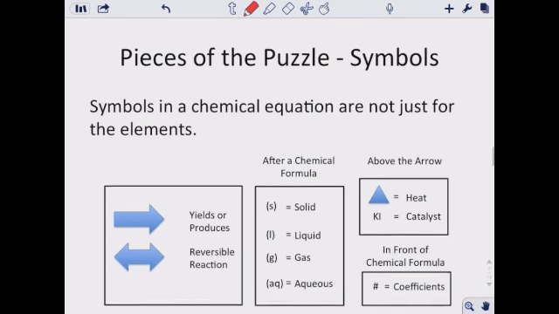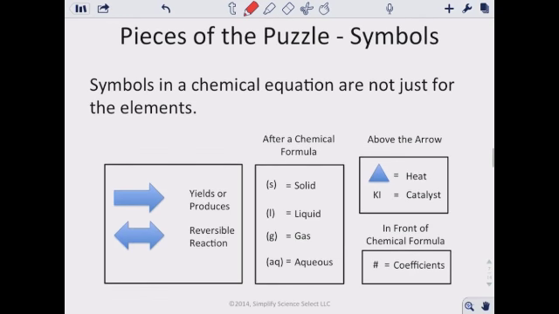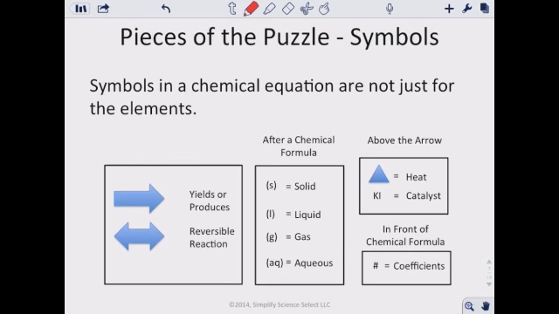The other pieces of the puzzle are going to be chemical symbols. We have our chemical symbols, which we get from the periodic table, and then we have symbols that we use in chemical equations. The symbols in chemical equations are not just for our elements, not just things on the periodic table. They mean specific things. So if we have an arrow, it means yields or produces.